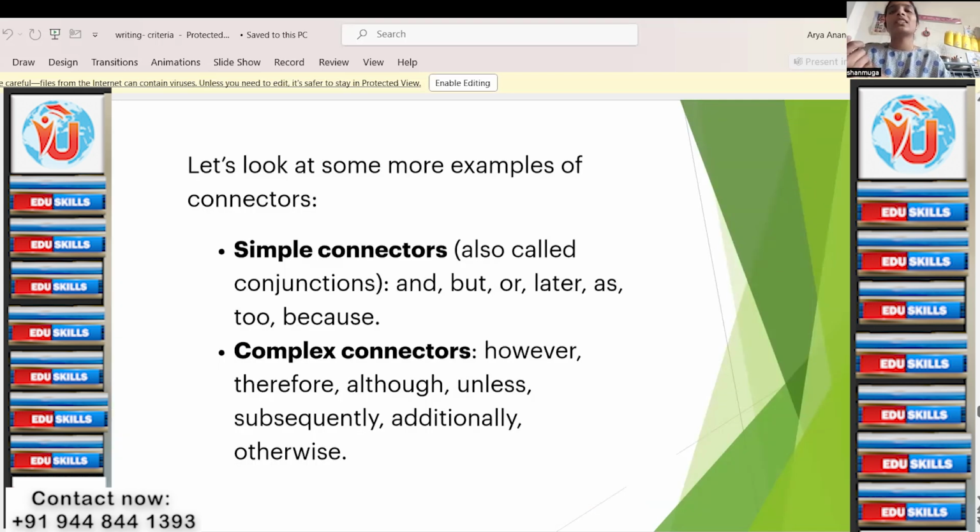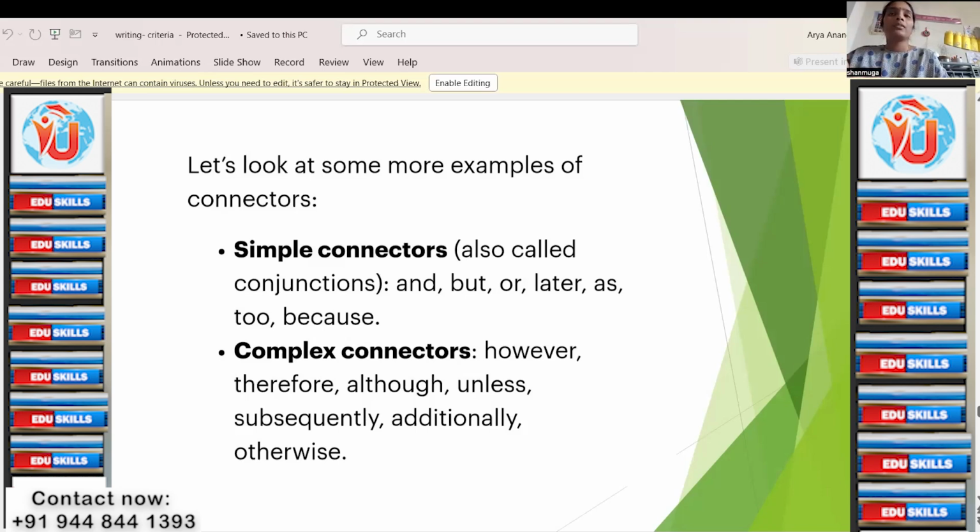When it comes to the connectors, you can see there are simple connectors and complex connectors. Simple connectors, you can call them FANBOYS: "but," "or," "so," "later." These are all simple connectors. And the complex connectors: however, therefore, although, unless, subsequently, additionally, otherwise. These are all complex connectors. Why is the complex connector really good? It is your flexibility.